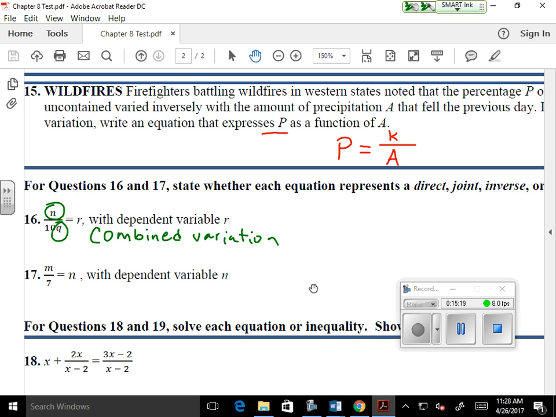On number 17, you only have a variable on top. So this is kind of like having 1/7 m. We're not dividing by m. Since we're multiplying by m, that makes it a direct variation.